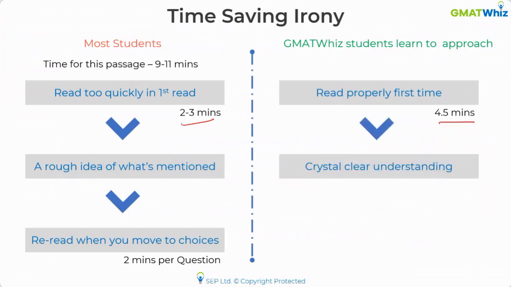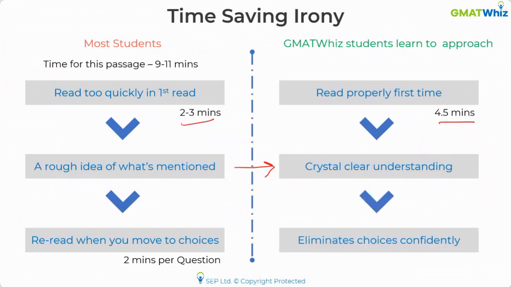Has a crystal clear understanding compared to reading quickly, and does not need to move back to the passage, eliminates choices confidently in about 45 to 60 seconds. So overall time taken for solving the passage is 8 minutes. See, you might not save much on time, but you'll save a lot on accuracy, guys. Trust me on that.